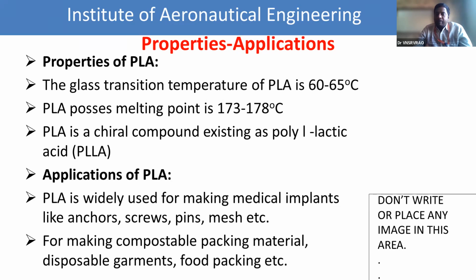After that, we see the applications of PLA. First of all, polylactic acid is widely used for making medical implants, especially like anchors, screws, pins, mesh, etc. All of these come under the category of medical implants and are made from polylactic acid. And the second application is especially useful for packing material like disposable garments, food packing, etc. So this is about the applications of polylactic acid.